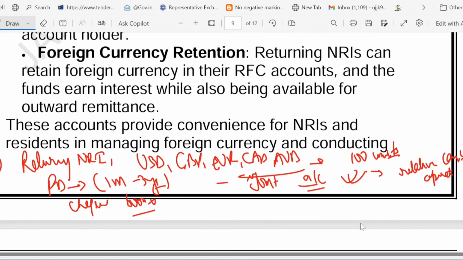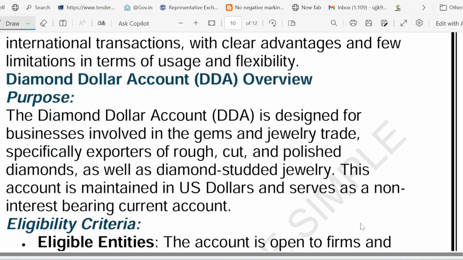Now what about the Diamond Dollar Account? Yes, very, very important. DDA, we call it DDA. So friends, did you know that a diamond exporter in India can get a special dollar account to avoid currency conversion headache? So it is a very powerful tool for gems and jewelry businesses.